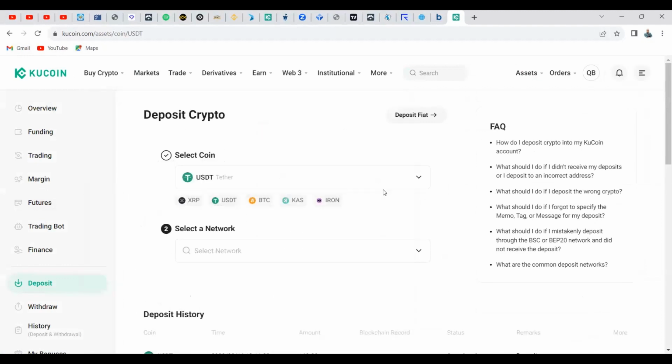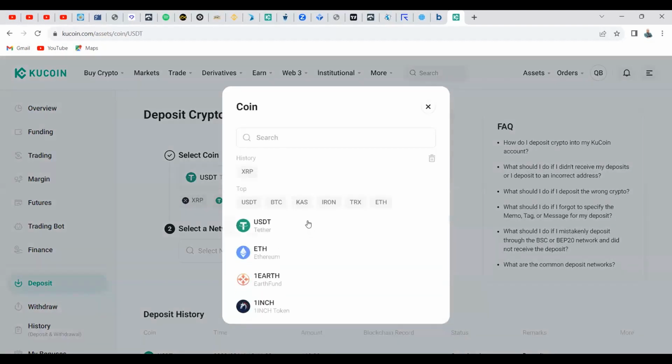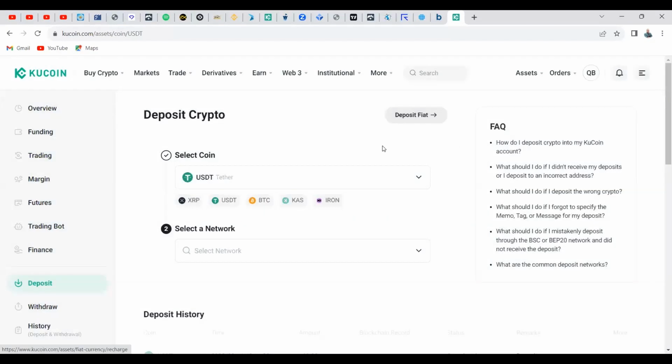If you want to deposit USD Tether, for example, you can deposit USDT from your other account. So depending on whether you're using Coinbase, if you had transferred money to Coinbase and bought cryptocurrency there, you could send it to Kucoin by simply clicking on deposit and clicking on the cryptocurrency that you wanted to withdraw from your other platform.